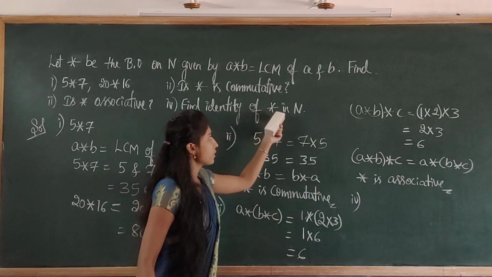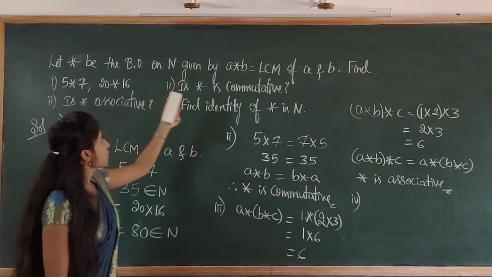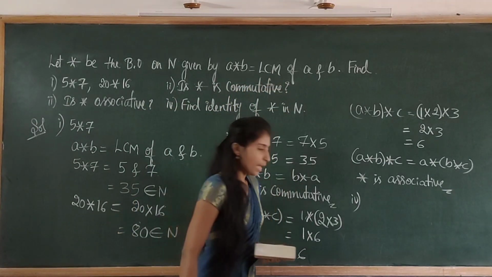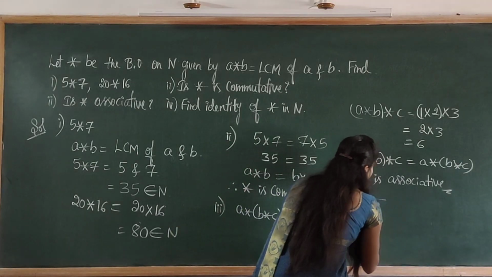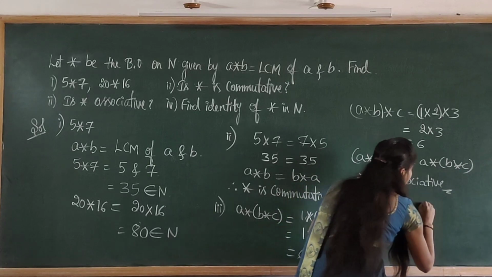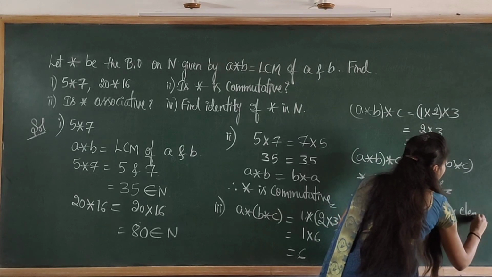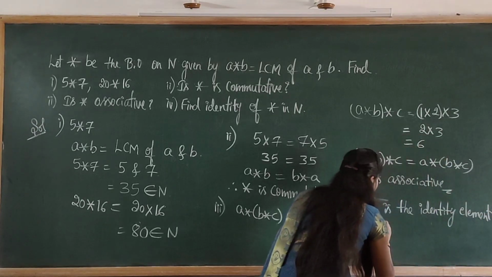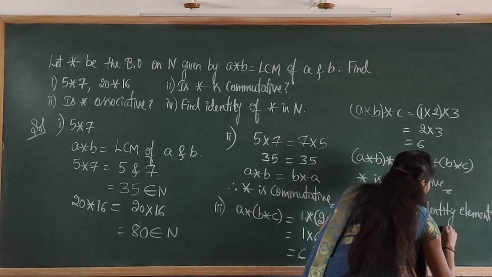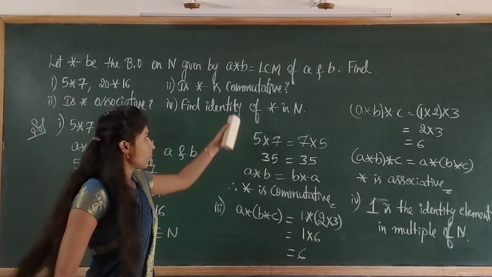Then the last, fourth question: find the identity of star in N. This is LCM, and here into means multiplication. So in multiplication, the identity in natural numbers is 1. 1 is the identity element in multiplication of natural numbers N.